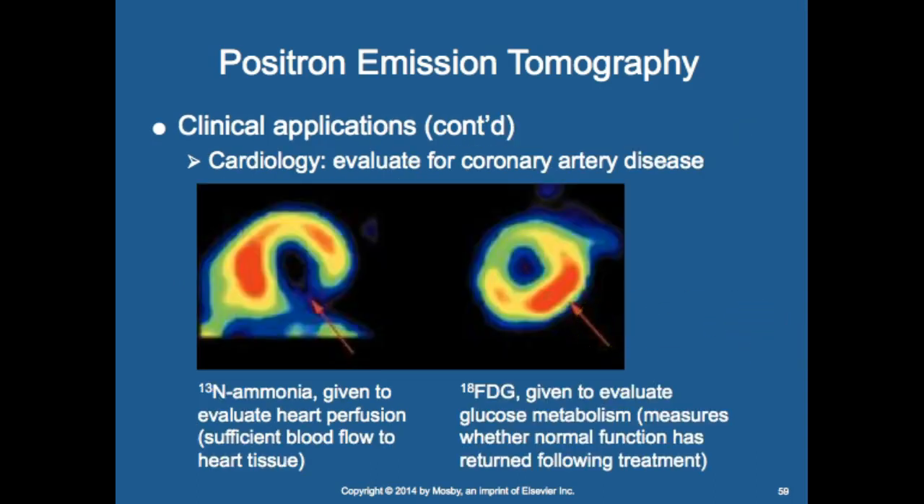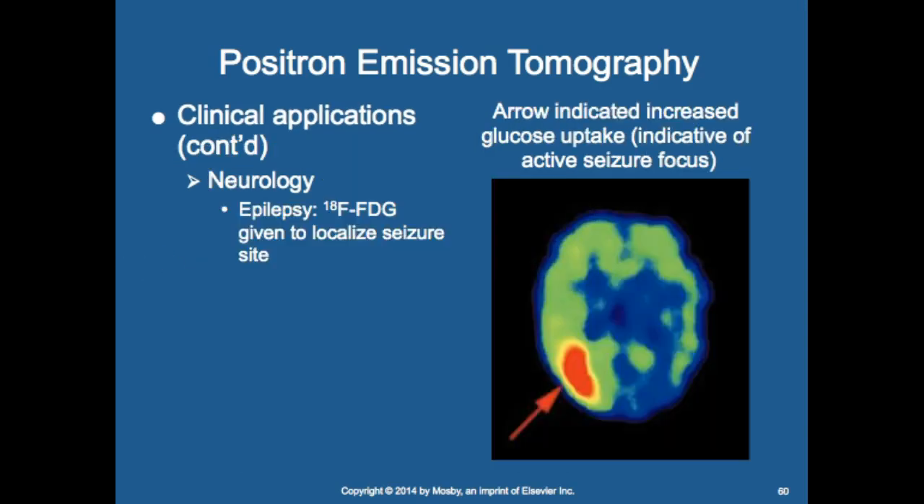All right, so cardiology, we evaluate for coronary artery disease. So we use ammonia to evaluate heart perfusion, so sufficient blood flow to the heart tissue. And we use FDG to evaluate glucose metabolism to measure whether normal function has returned following treatment. So you can see here there's a filling defect, and then after treatment, it is flowing again, which is good.